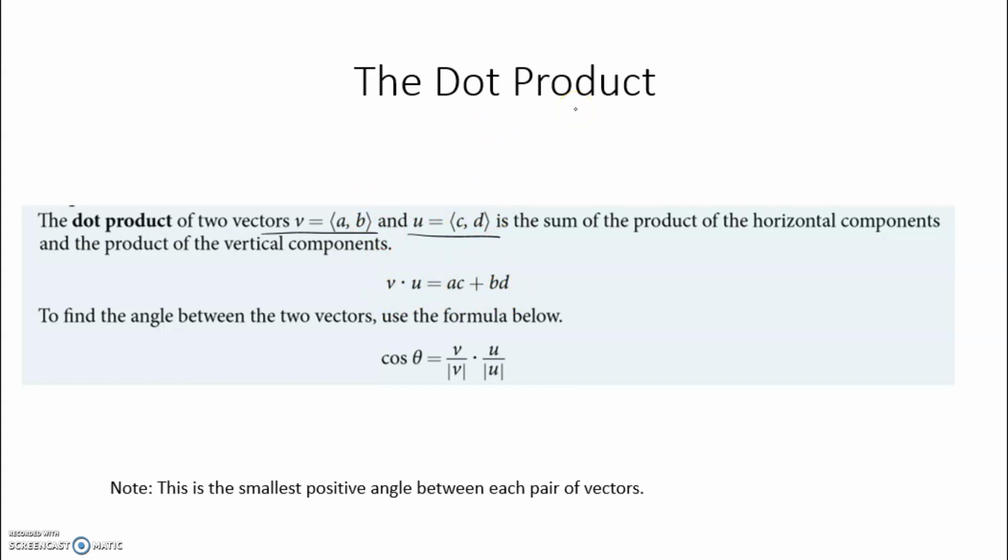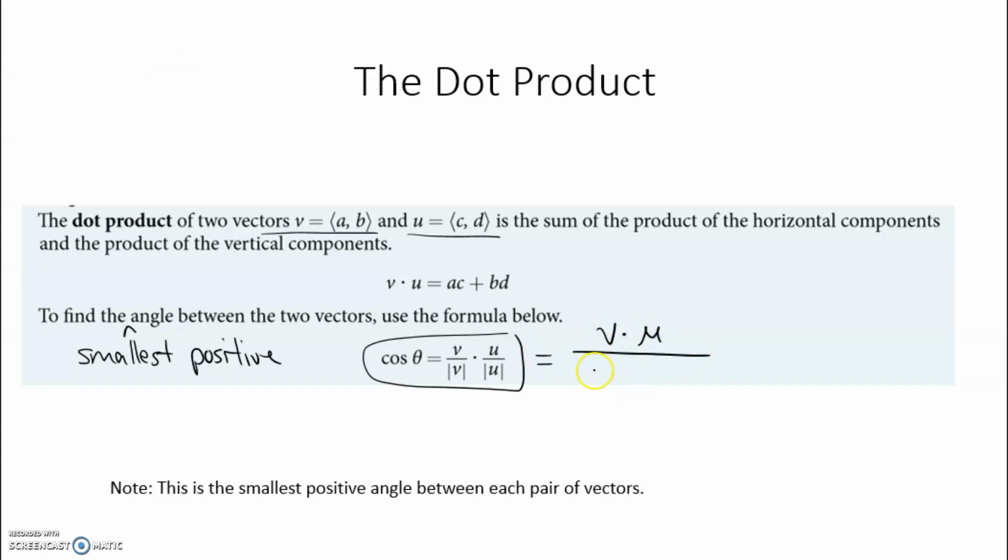If we were trying to find the smallest positive angle, so I'm going to add that right here, the smallest positive angle between two vectors, then we would use this formula right here, which includes the dot product. Or we could write it as V dot U divided by the magnitude of V times the magnitude of U.